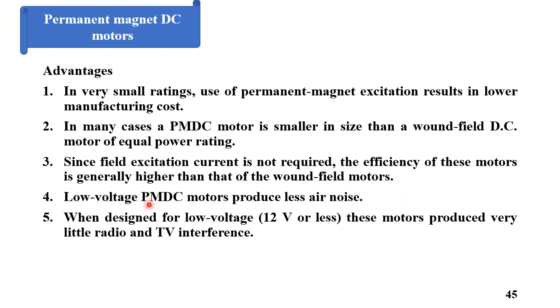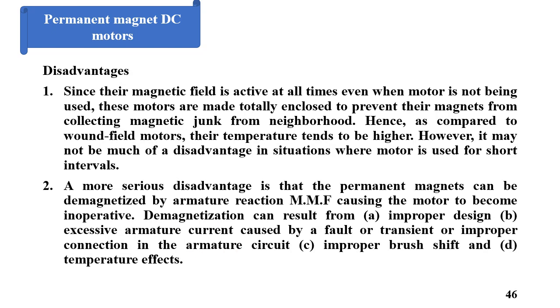And for low voltage, permanent magnet DC motors produce less air noise compared to the counterpart wound field type. When designed for low voltage, which is 12 volts or less, these motors produce very little radio and TV interference with the radio signals or the TV signals.